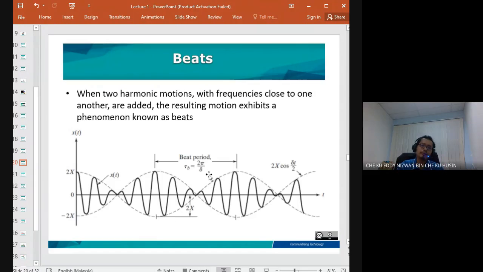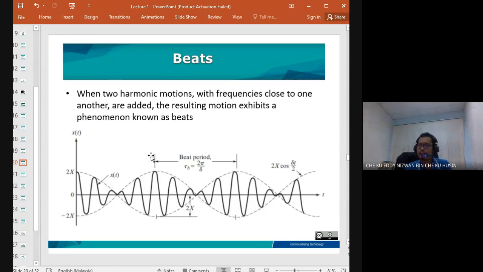Then there is also the beats phenomenon. Beats happen when two harmonic motions with frequencies close to one another are added, resulting in a motion called beats. In industry, it commonly happens when, for example, you have two motors placed side by side, and the frequency of rotation should be the same.